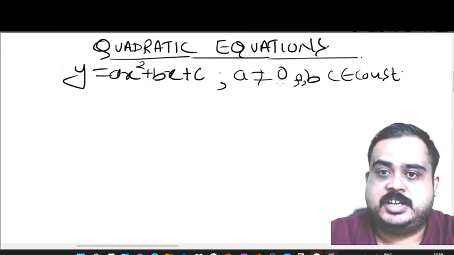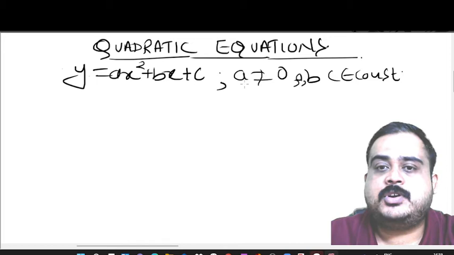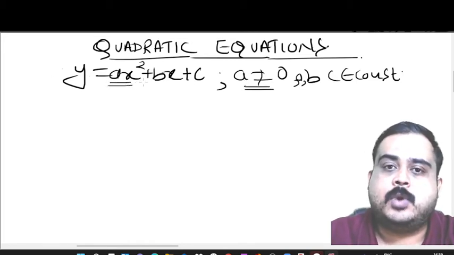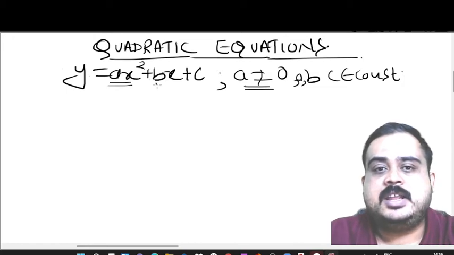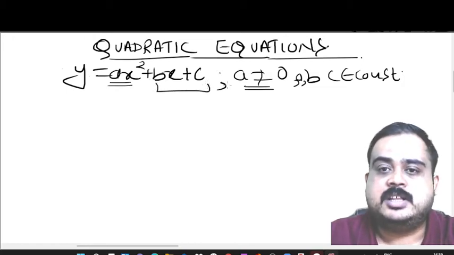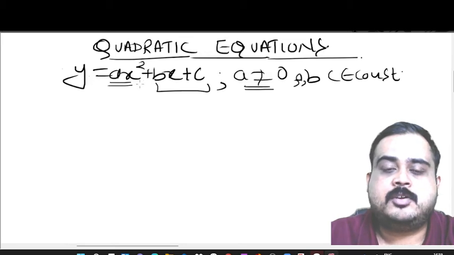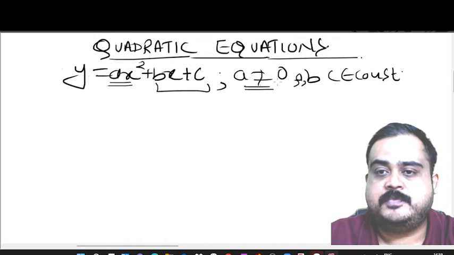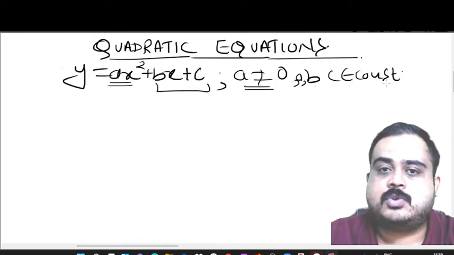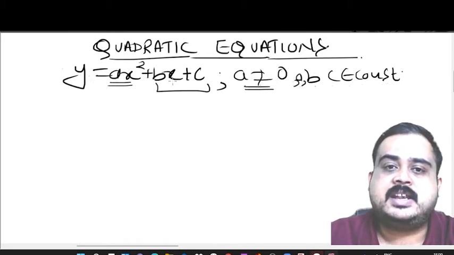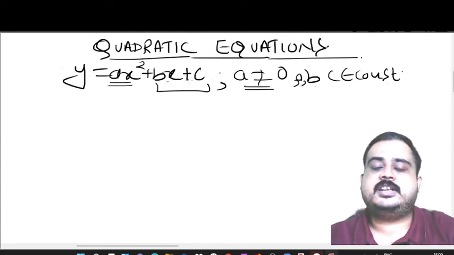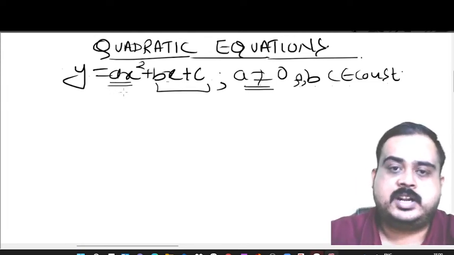under these constraints. Now, why these constraints? Because if a becomes equal to 0 here, this will no longer be a quadratic expression. This will become a linear expression of bx plus c only. That's why for this polynomial to be a quadratic polynomial, a has to be a non-zero quantity, while a, b, c belong to constants. That is, a, b, c can take any value other than a equal to 0. So under these conditions, we say that this is a quadratic polynomial.